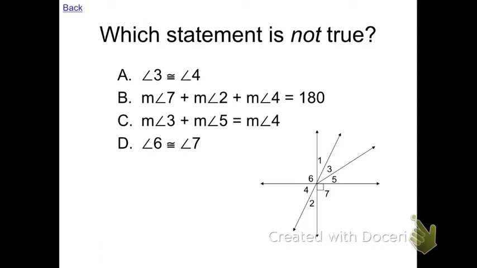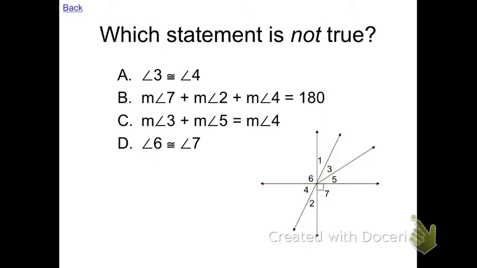Measurement of angle 3 plus the measurement of angle 5 equals the measurement of angle 4. Well, there we can see measurement of angle 3 plus the measurement of angle 5, that actually does form that angle addition there, which is vertical with angle 4. So those are congruent angles. Their measurements actually are equal. So C is a true statement.